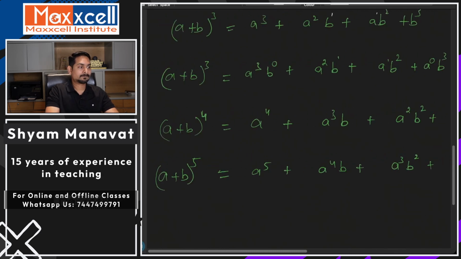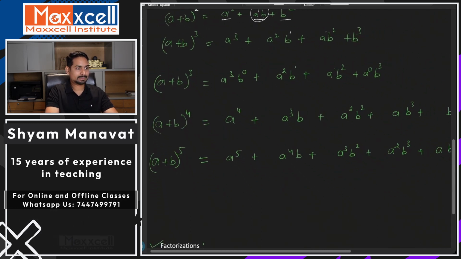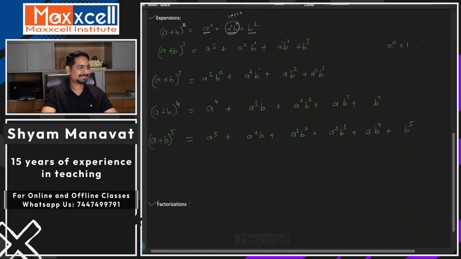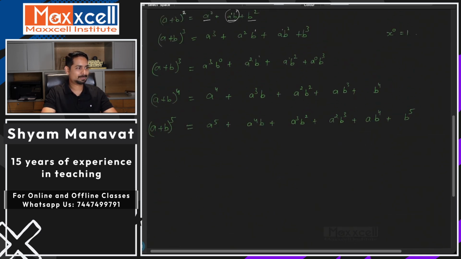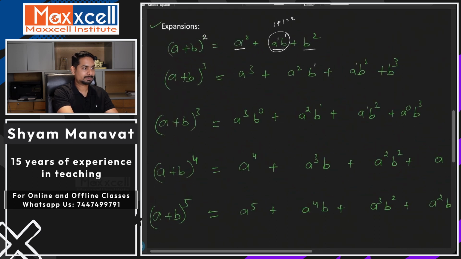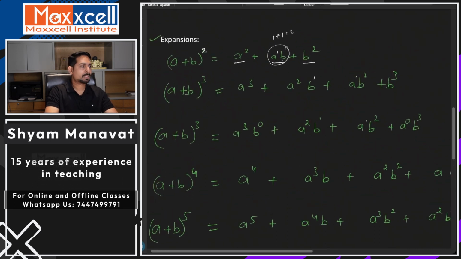How is it looking? Brilliant, no? At least a and b we are able to arrange. Now let's talk about the numbers. Are you okay with this? Okay. Now let's talk about the numbers which we have.